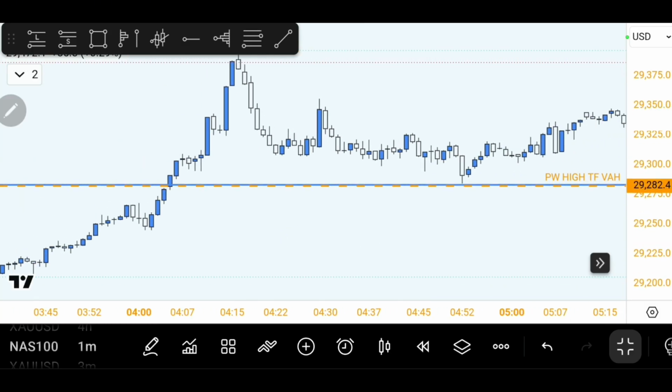It's super easy to follow, not complicated. This is how to draw the previous week volume profile, fixed range volume profile. I'm going to show you how to draw the overnight and then the previous day, and I'm going to show you how to trade with it. It's super easy, not complicated at all. Let's go. Let me show you how to do it.